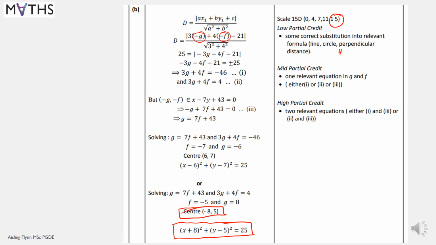You can get 4 out of 15 if you did some correct substitution into a relevant formula, so any formula there: perpendicular distance, the circle or the line. 7 out of 15, mid partial credit, if you got one of the equations for the simultaneous equations out correctly. And you can get 11 out of 15 if you got 2 of the equations for the simultaneous equations out correctly. So that was those.